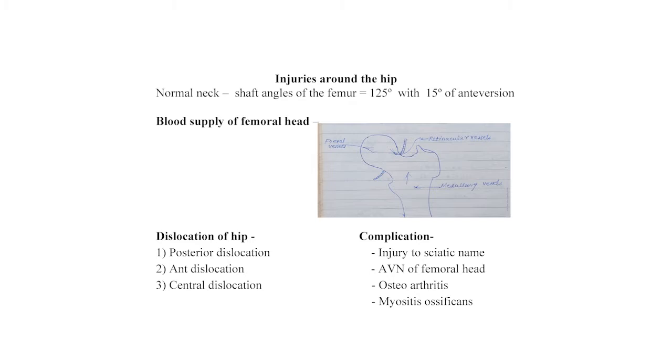Now, dislocation of the hip: three types are there, posterior dislocation, anterior dislocation and central dislocation. Complications of these dislocations are injury to the sciatic nerve, avascular necrosis of femoral head, osteoarthritis and myositis ossificans.